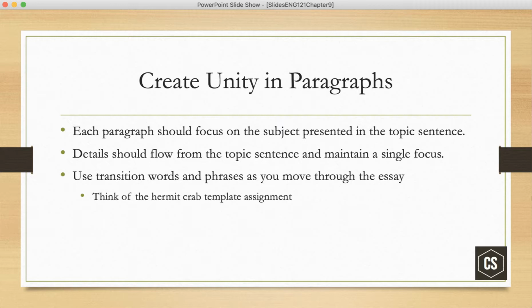Each paragraph should focus on the subject presented in the topic sentence. The details should flow from the topic sentence and maintain that singular focus. Use transition words and phrases as you move through the essay.